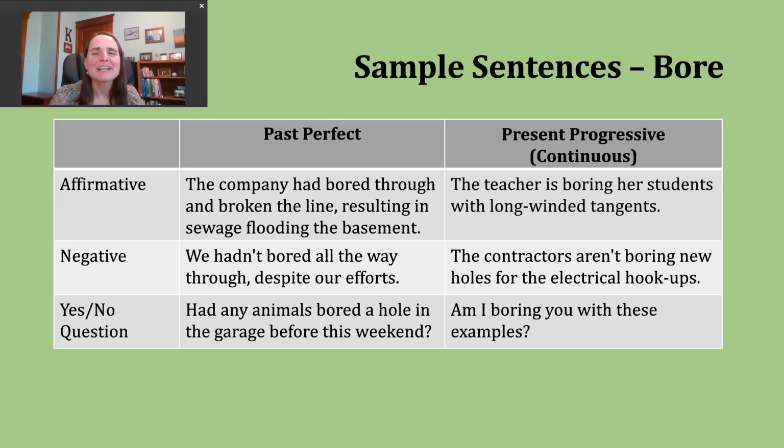Finally, if you want to make a yes or no question in the present progressive, what you should do is start with your form of be, whichever form matches your subject. That subject comes next, and then the ing form of the verb. Here's another question. Am I boring you with these examples? Right? Going back to that fourth definition of our verb.